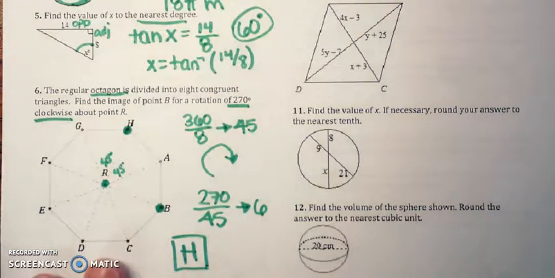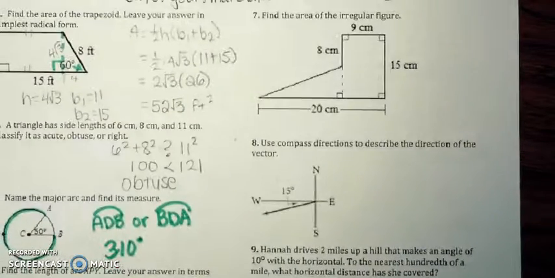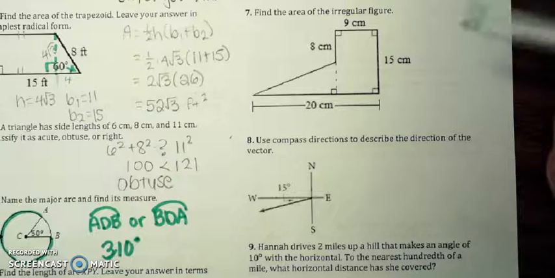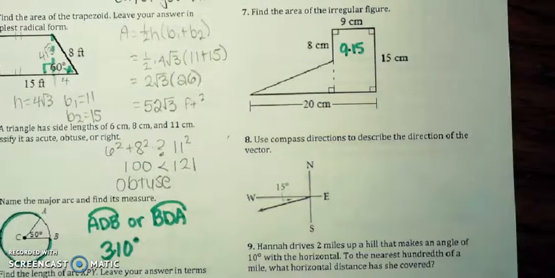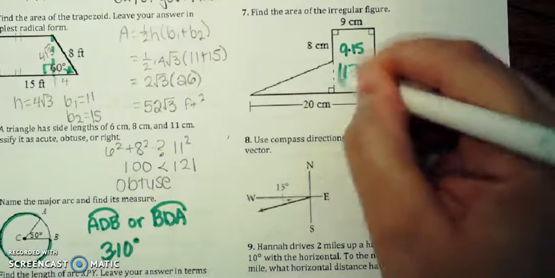And then let's scooch up to number 7 here. What I would do, let's break this into 2 figures we know how to find the area of. Area of the rectangle, this is just going to be base times height, so I'm going to do 9 times 15, which is 135 here.